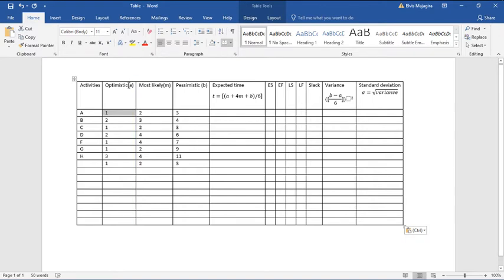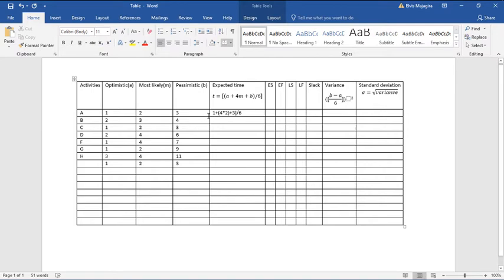This is what we have. We have our optimistic time represented by A, most likely time represented by M, and pessimistic time represented by B. I believe a table like this should be given to you. Even if it's not given, you should draw it yourself. Now we've been asked to calculate the expected time, and the formula is A plus 4M plus B, and you divide everything by 6. So here it's going to be 1 plus 4 times 2, plus 3, and everything we divide by 6.